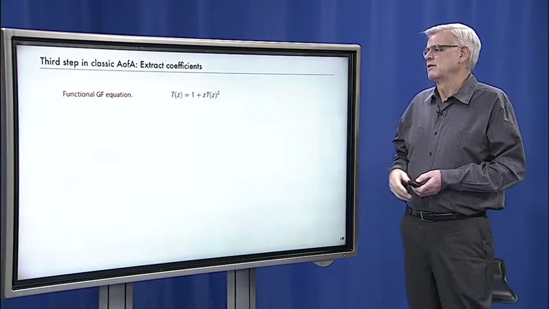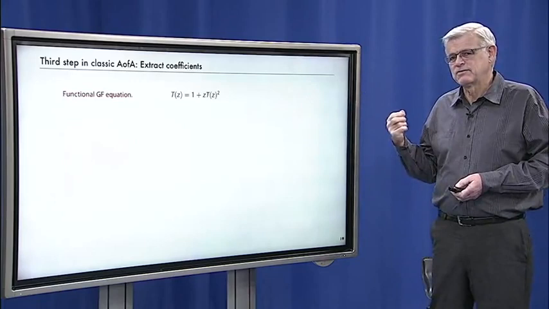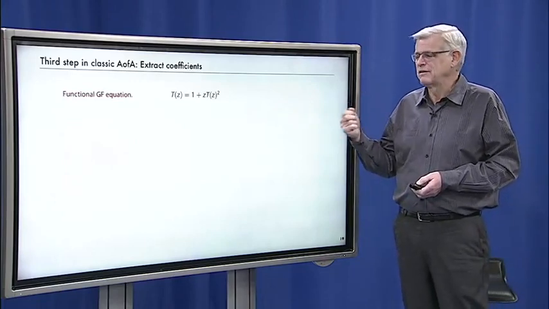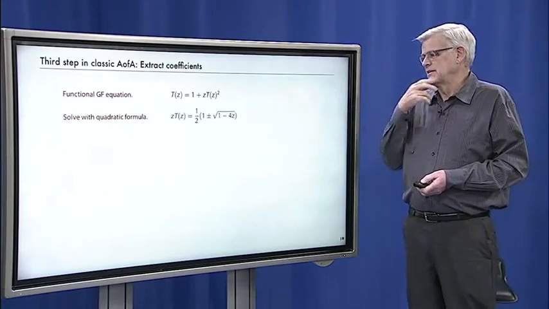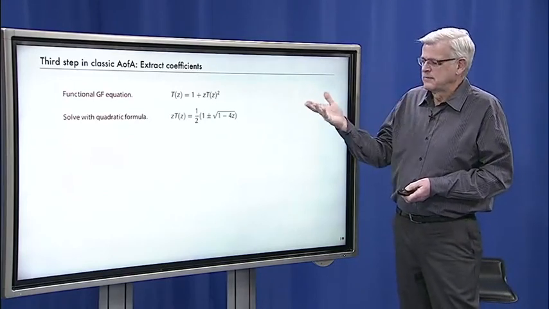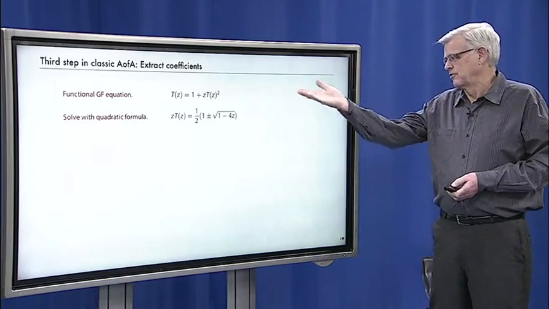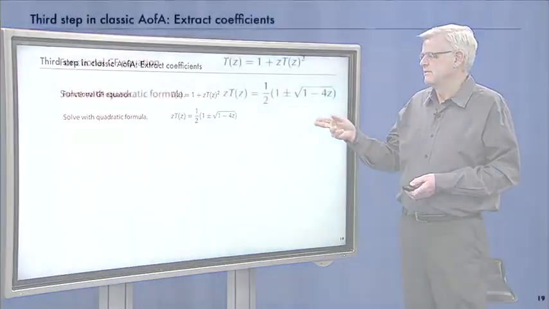So the functional equation is from the last slide. T of z is 1 plus z T of z squared. We can use the quadratic formula to solve that. So it's just a quadratic in T of z.